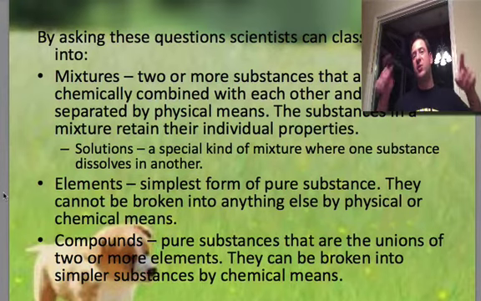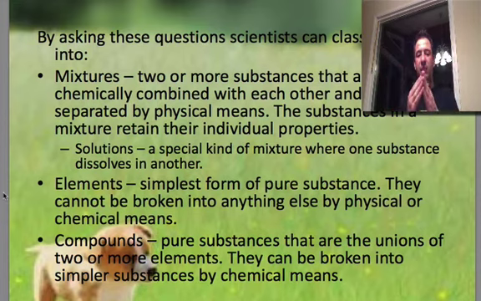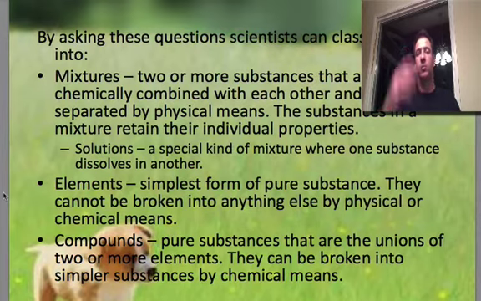But if you take two or more of those elements and combine them, those pure substances form what is called a compound. Compounds can be broken down into simpler forms by chemical means, so you can chemically alter them back into their elements. We can show that with water. Water is a compound. It splits up into hydrogen gas and oxygen gas.